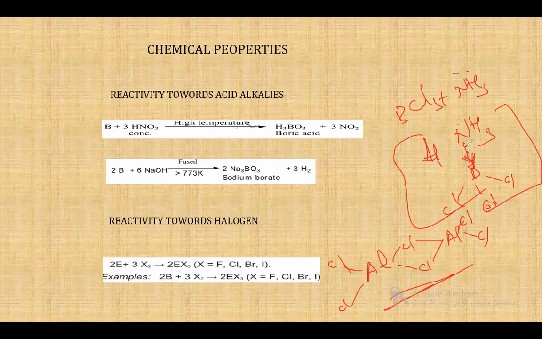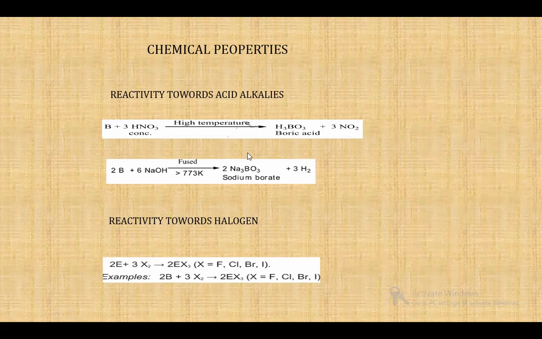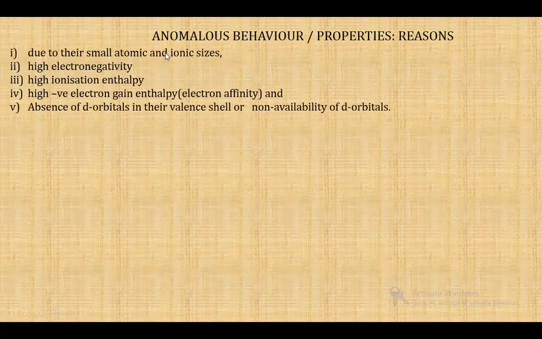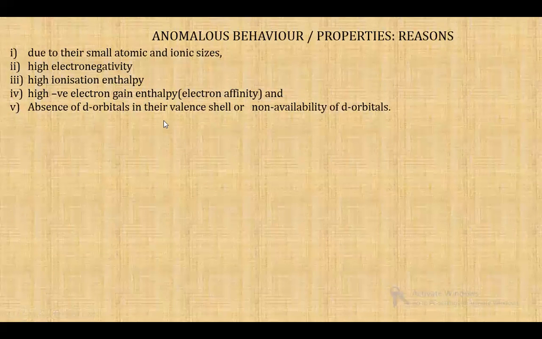Next, we were discussing the anomalous properties of group 13. So, reactivity of group 13. Next, anomalous behavior and the reason for it. This is due to the small atomic and ionic size, high electronegativity, high ionization enthalpy, high negative electron gain enthalpy (electron affinity), and absence of d electrons. These are the reasons why the first element in this group, in the second period, shows exceptional behavior. These are the common reasons.